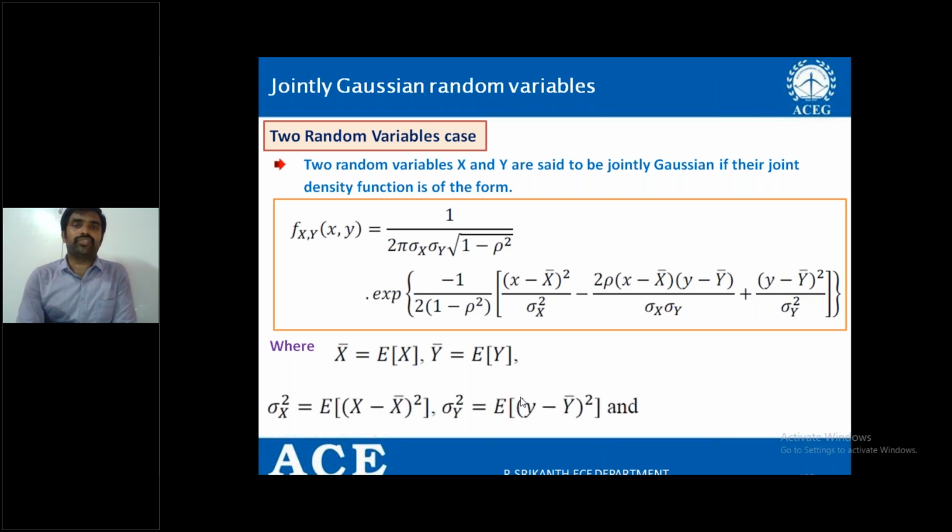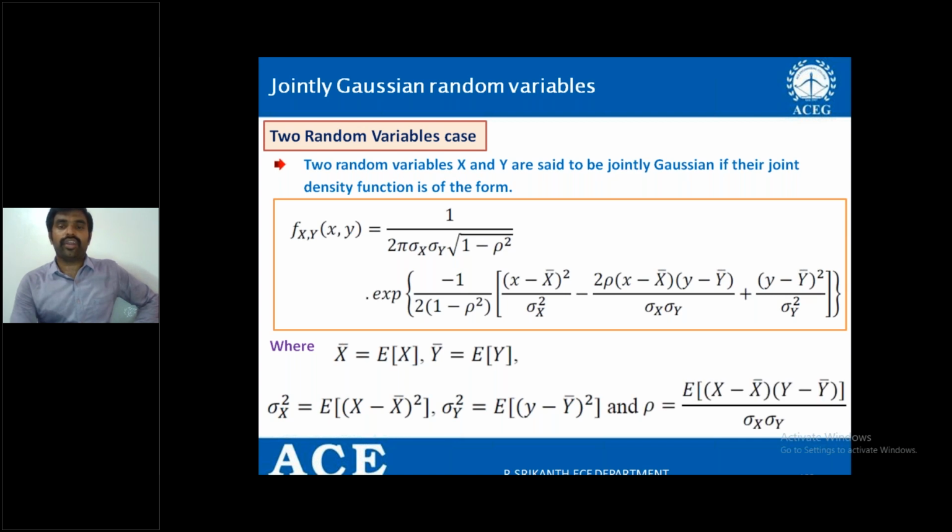Similarly, sigma x square is the expectation of (x minus x bar) whole square, that is the variance of the random variable x. Similarly, sigma y square is the expectation of (y minus y bar) whole square, that is the variance of the random variable y. And what is rho? As I said, the correlation coefficient, that is c_xy by sigma x sigma y, where c_xy is the expectation of (x minus x bar) into (y minus y bar), right?